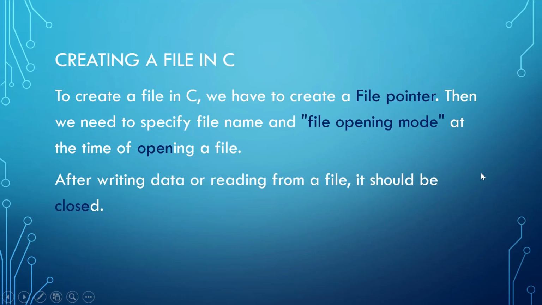If you want to create a file in C, first we have to create a file pointer. Along with the file pointer, we have to give the file name and the file opening mode. There are different opening modes available. For writing, W will be there, for reading, R will be there. Those modes we have to specify at the time of creating a file. Whether it is writing or reading, first we have to open the file. Once your operation is done, whether it is writing, reading or appending, finally we have to close the file.